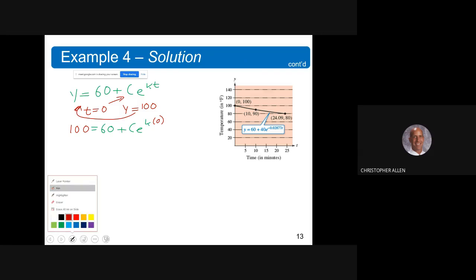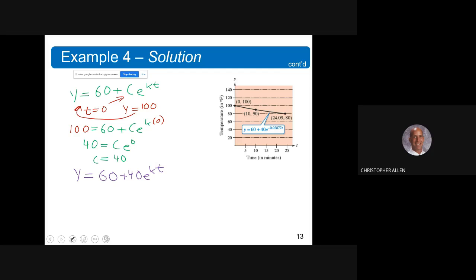Okay, so that's going to give us 40 equals C to the 0. So C is clearly just 40. In other words, our equation now is y equals 60 plus 40 e to the kt. So I just found C. In fact, let me circle that. I figured out what C was. That was our initial condition. Based on the initial condition of (0, 100), I figured out what C is.